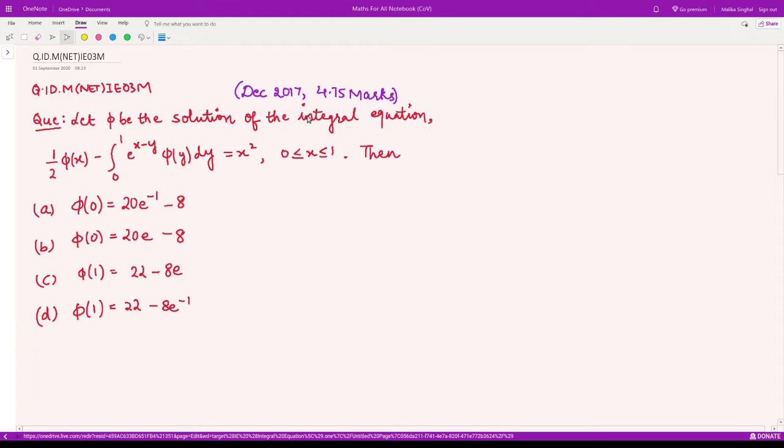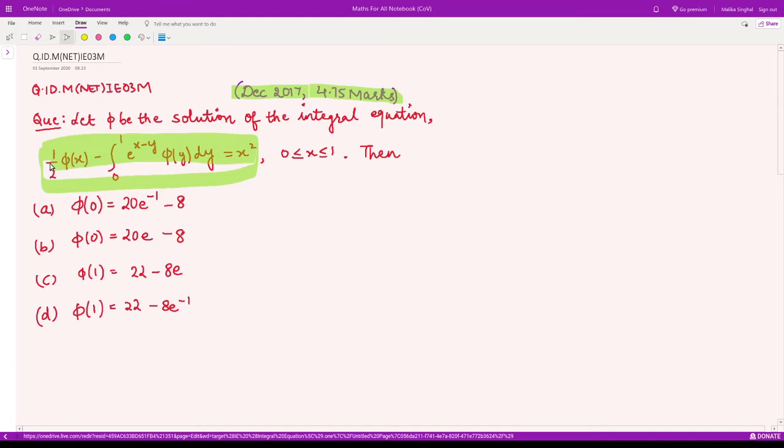In this video we are going to see a question from December 2017 consisting of 4.75 marks. This question is from integral equations. The question is, let phi be the solution of the given integral equation. So this equation is given to us, right? What kind of equation is this?